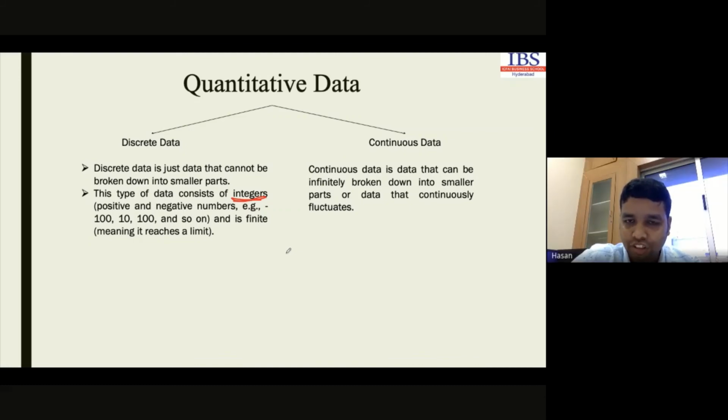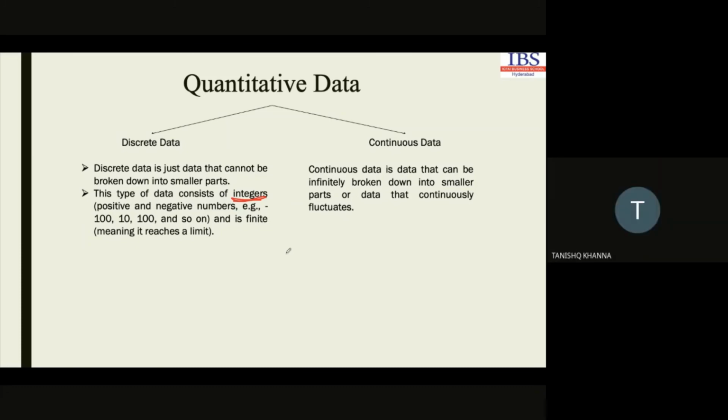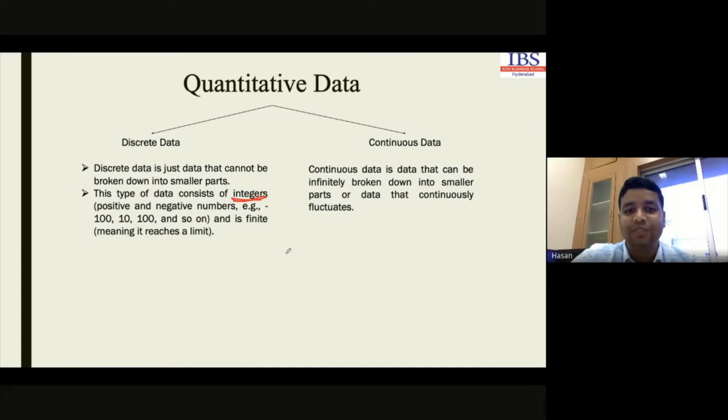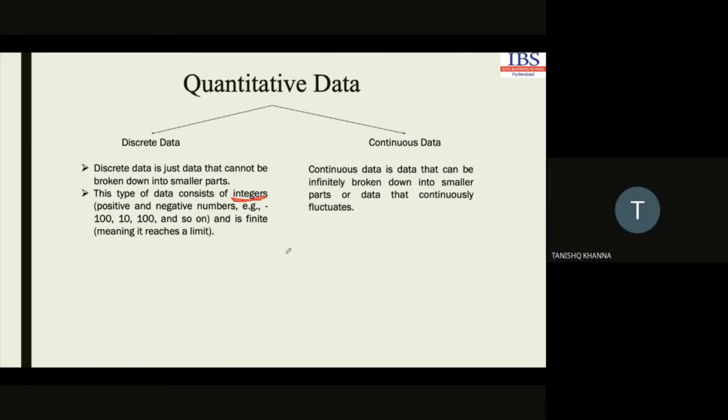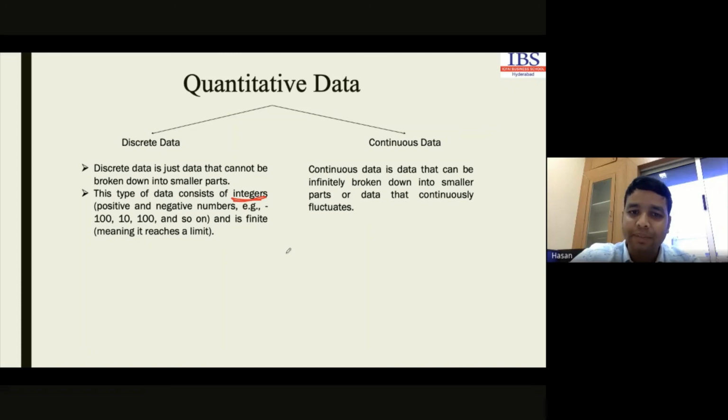Anyone else? Do you want to correct it? Along with 0, whole number. Yes, a whole number, any number, but it should be a whole number. Exactly. Negative, positive, anything else. Maybe positive, maybe negative, but it should be a whole number. So discrete data is limited.